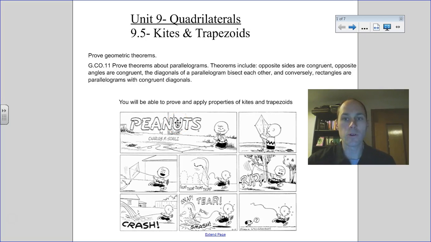Today we're going to look at some more special types of quadrilaterals. Charlie Brown's favorite, the kite. And we're also going to take a look at trapezoids, and in particular also isosceles trapezoids. Take a look at those properties and apply what we know in different problems with those shapes.